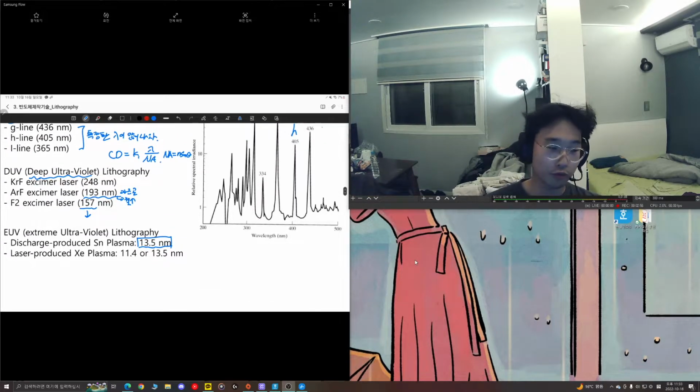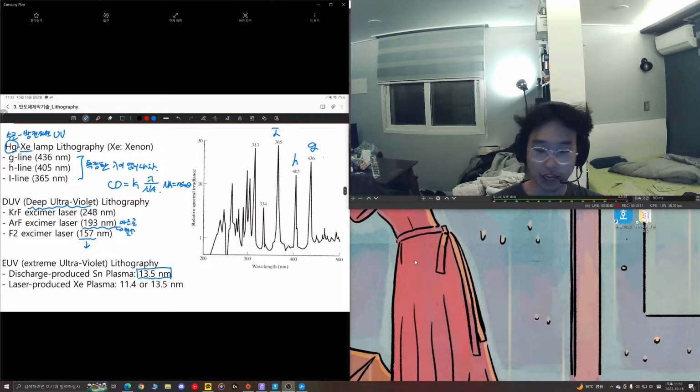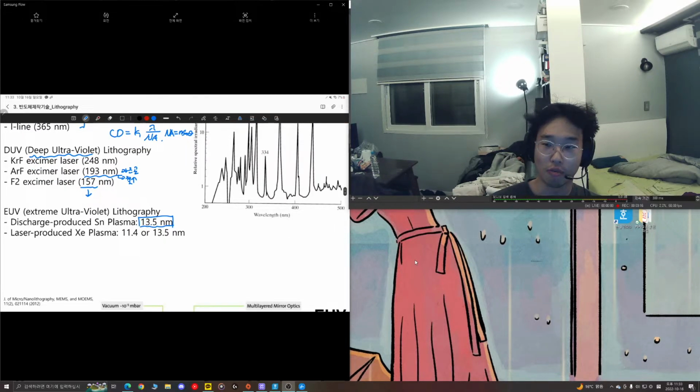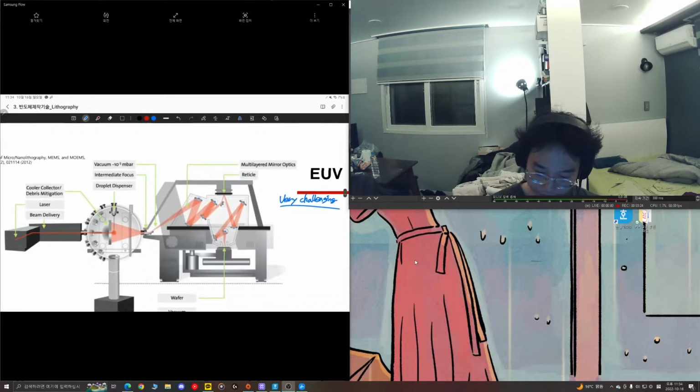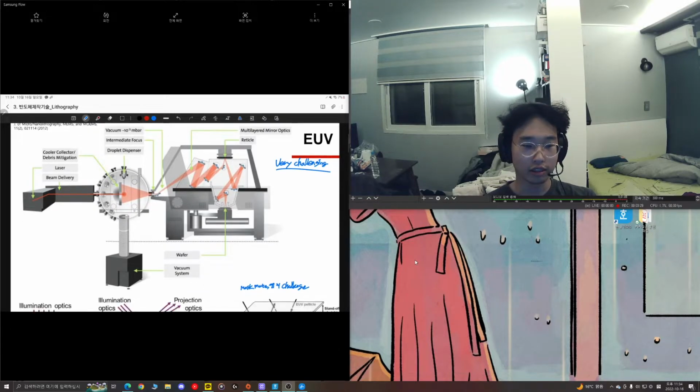And then these days we use EUV, called extreme ultraviolet lithography, and this is much smaller. It has a much smaller wavelength than DUV and the HG xenon lamp, which means EUV can draw much smaller semiconductors on the wafer. It is very challenging to make EUV, and this picture shows that.